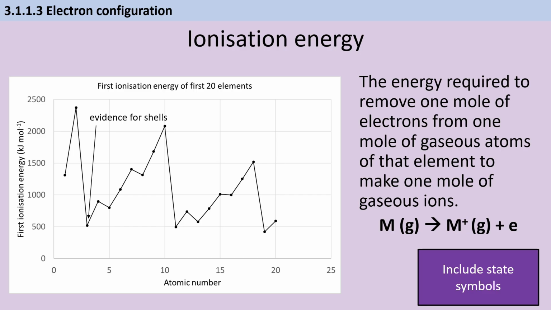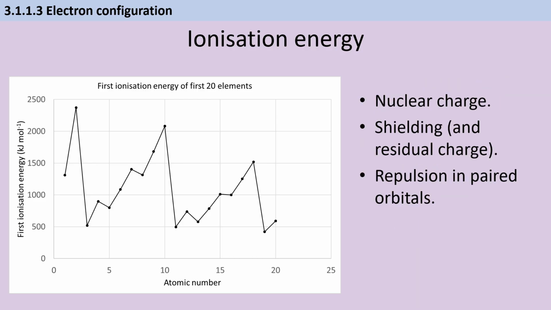First ionization energy can be defined as the energy required to remove 1 mole of electrons from 1 mole of gaseous atoms of that element to make 1 mole of gaseous ions. It's really important when you write an equation for this that you're including the state symbols. It's also worth emphasising that it doesn't matter what the element is. It doesn't matter if in chemical reactions it forms negative ions or 2+ ions. First ionization energy is always about removing 1 electron to make a single positive ion.